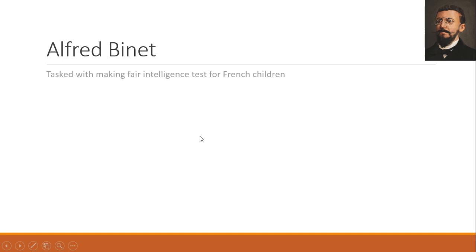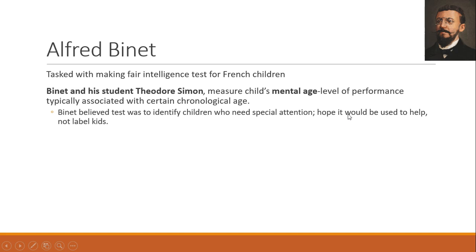Now, Alfred Binet, tasked with making fair intelligence tests for French children. So we have a number of different immigrants and kids who may be struggling within the school system. And once it became law for all kids to go to school, they tasked him with giving a test so they knew which kids maybe need a little bit more help. And that was where he kind of began. Who needs more help? So Binet and his student Theodore Simon measured children's mental age, which is a level of performance typically associated with certain chronological age.